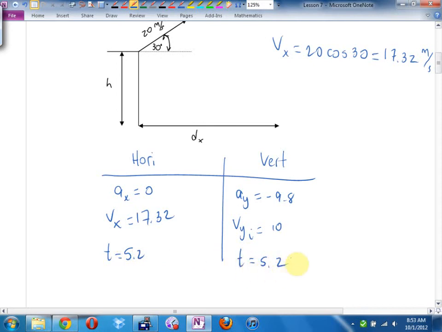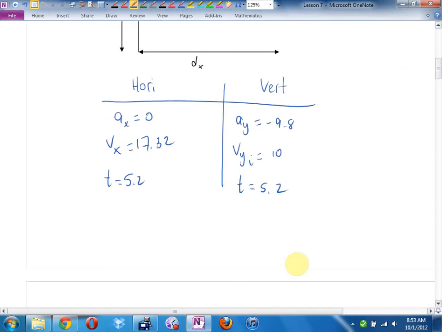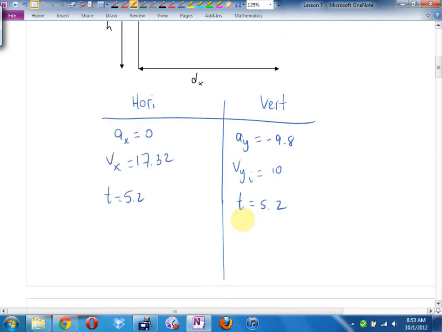If you know time, the question falls apart. That's why in all the previous questions, our first thing that we tried to find was time of flight. I'll call that DY. And did I put a letter next to that? I did. How about I put A right there?